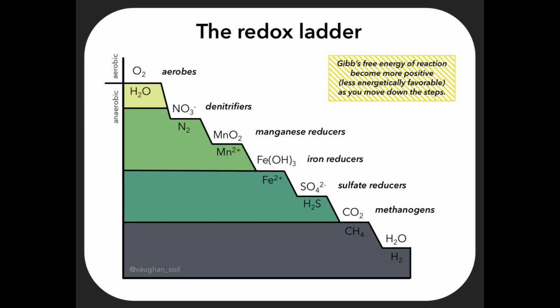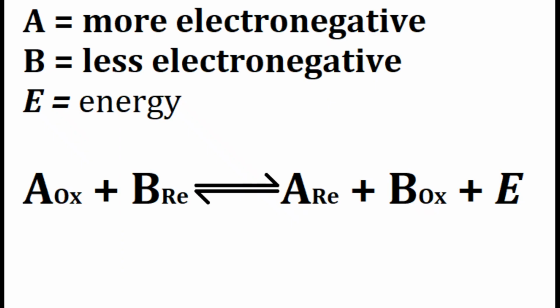Now, we're back to the top of the redox ladder with oxygen. So, how can it be oxidized if it's the most electronegative element widely available? Well, more electronegative elements can be used to reduce less electronegative elements, but here's the catch. It requires versus produces energy.